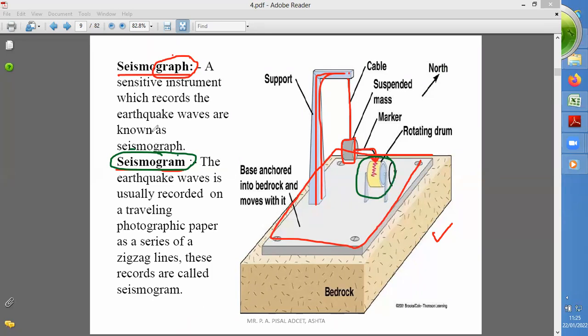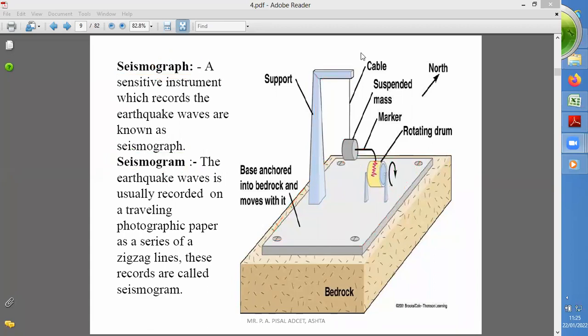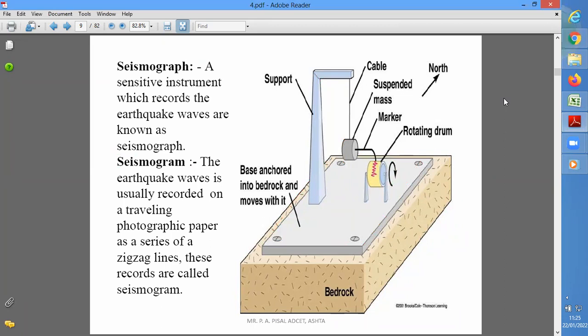But it is not like that. Seismograph means it is the instrument, and seismogram is the traveling graph paper on which the seismic waves or zigzag lines are recorded. Okay, so this is about the seismograph and seismogram.